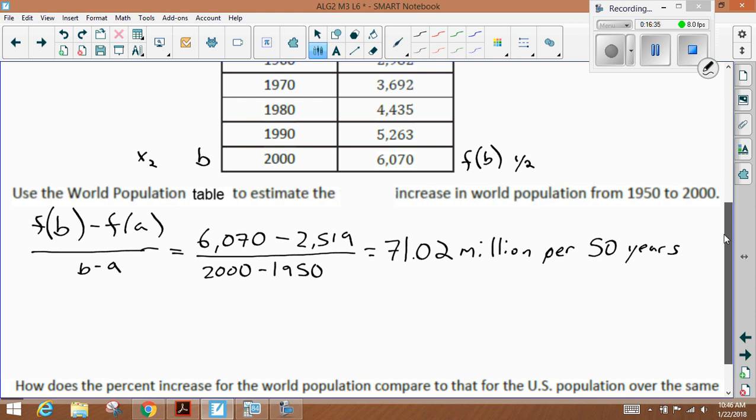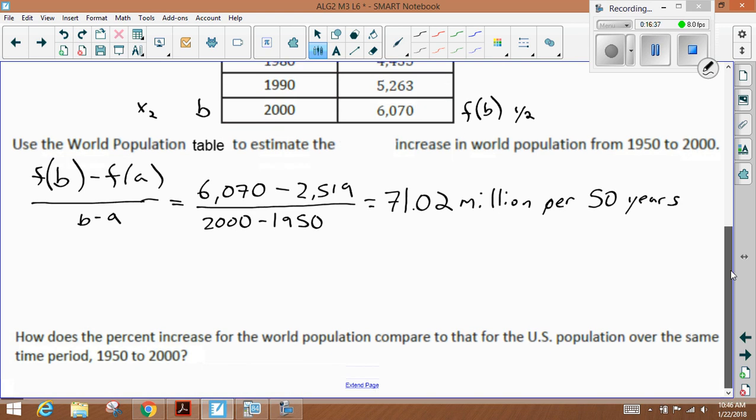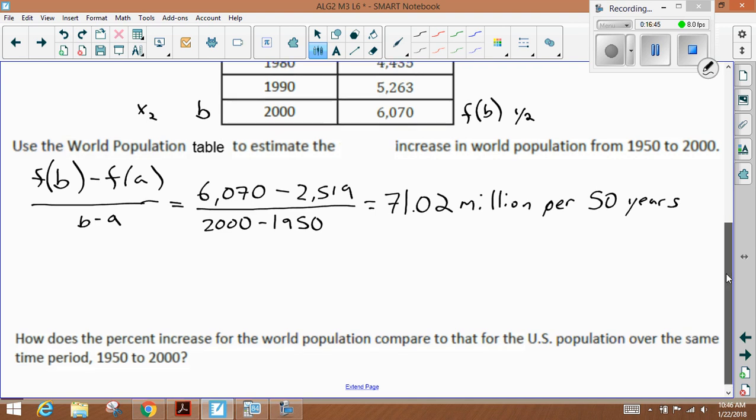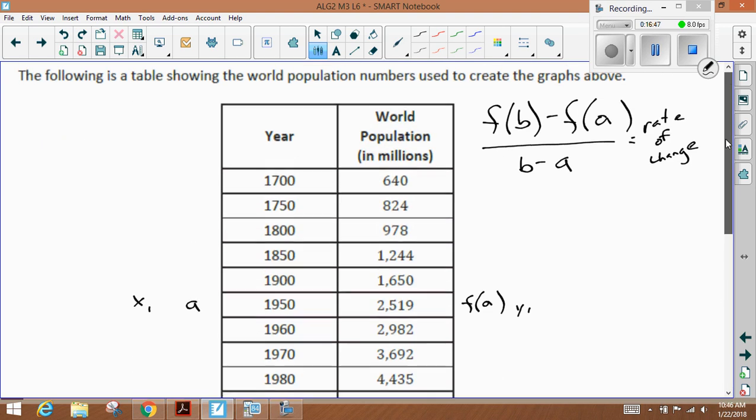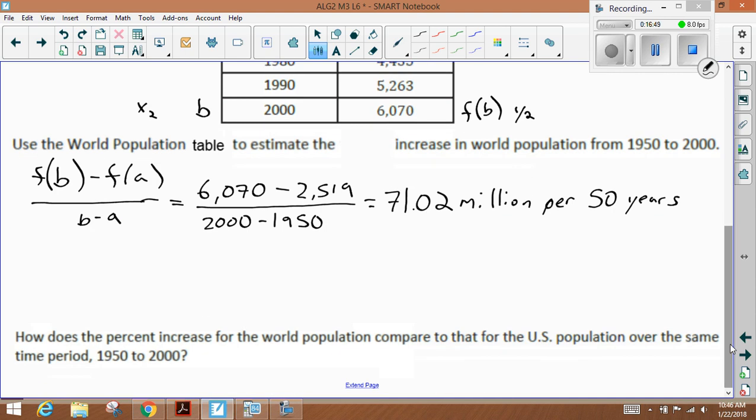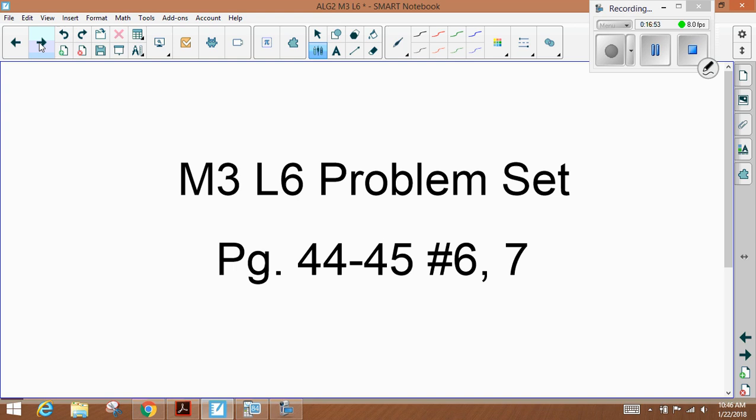Alright. How does the percent increase for the world population compare to that for the U.S.? We just have the world population, so don't worry about that. That's your homework.